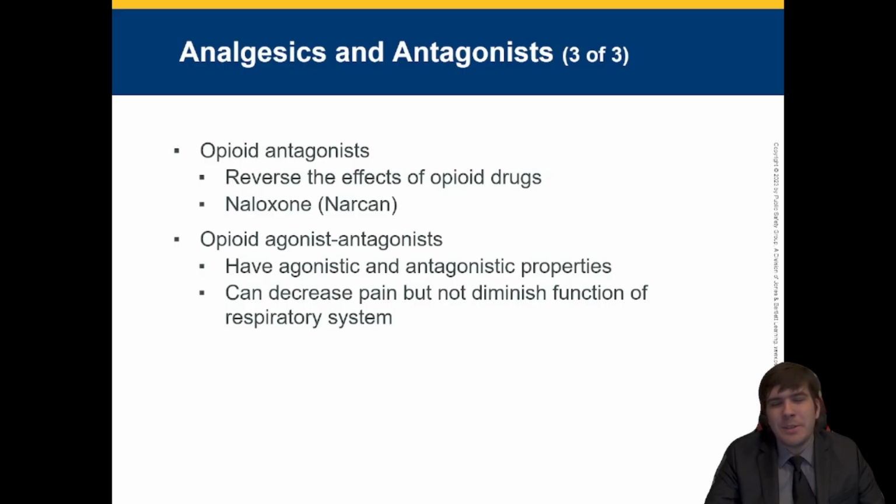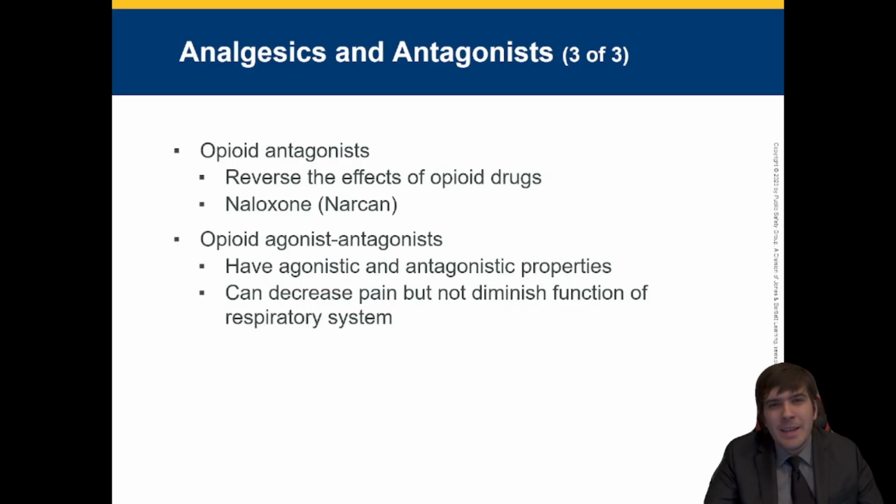These reverse the effects of opioid drugs. Like I said earlier, naloxone. Naloxone is going to knock these opioids out of these receptors. It's going to block them. When it's sitting in these receptors, the opioids cannot act on them, and therefore it is working against them. It's an antagonist, stopping them from working.